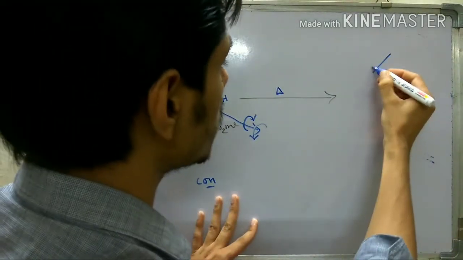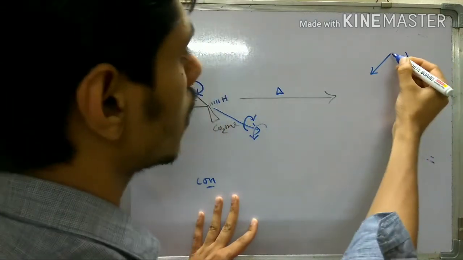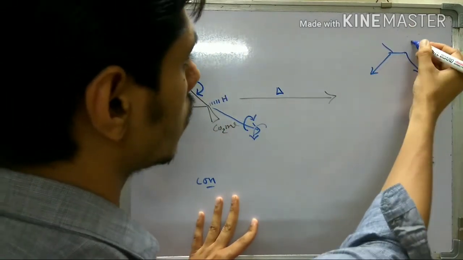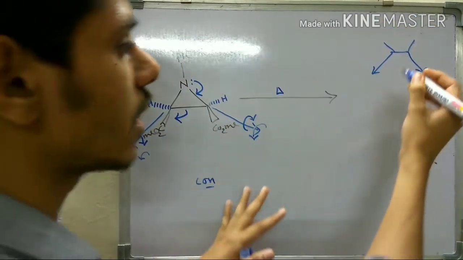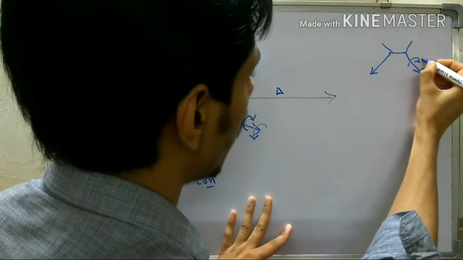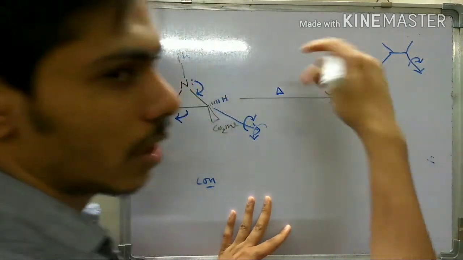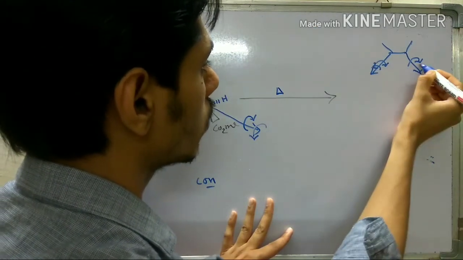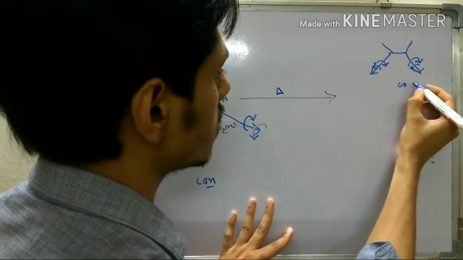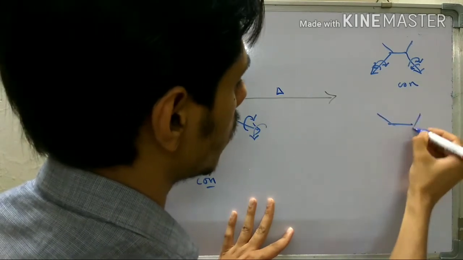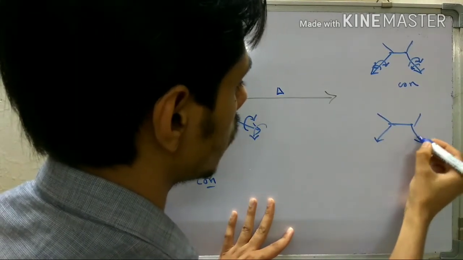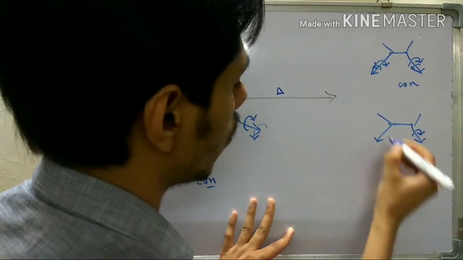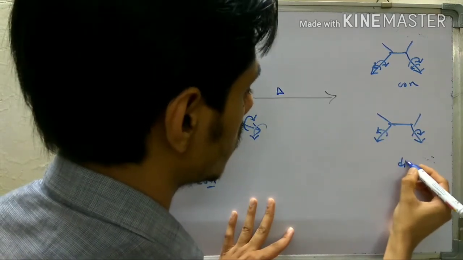So whenever you are opening a ring or closing a ring, if you have a ring rotation where both are clockwise or both are anticlockwise, then it is conrotatory. But whenever you have a situation like this where one is clockwise but the other is anticlockwise, then it is disrotatory.